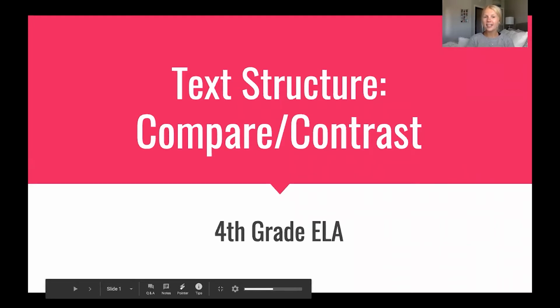Today's lesson is another lesson on text structure. Our focus today is compare and contrast. This is for fourth grade ELA.